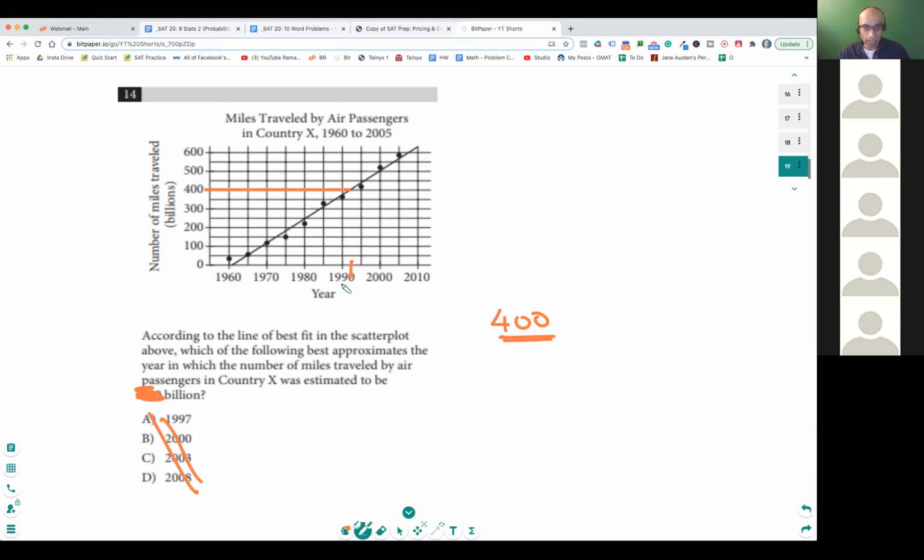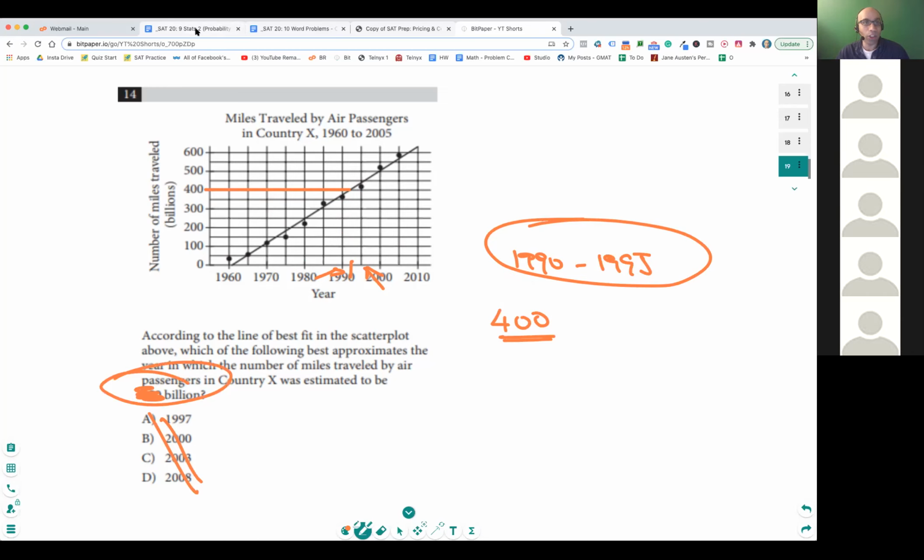So this point over here, right? This is 1990 to 1995, so it's somewhere in the middle. That much, they're not going to ask you to do more than that, okay? Yes, Bunty. So that's important, right? So 1990 to 1995.